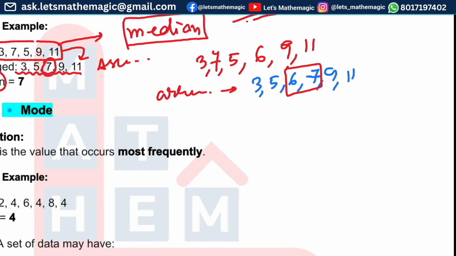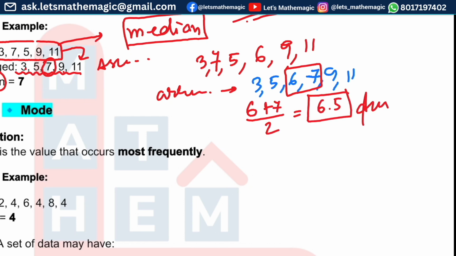So now we have to find out the average of 6 and 7. How to find the average? Just add them and divide it by 2. So the answer is 6.5. So that will be the final answer for median.